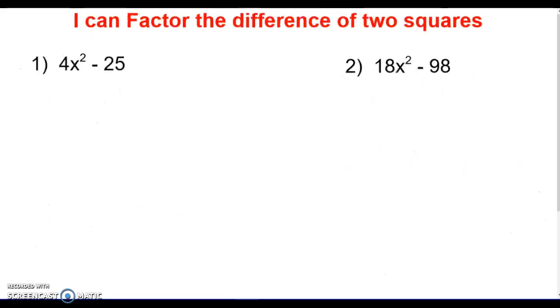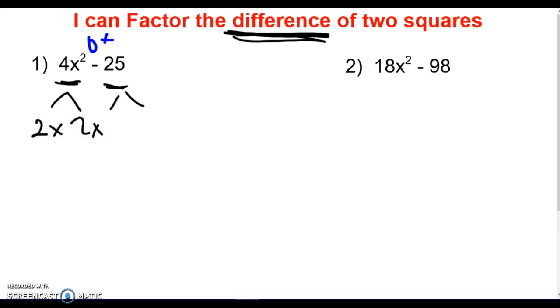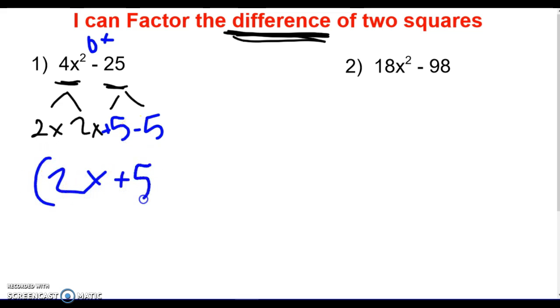Last one. I can factor the difference of two squares. So where do you look when you're thinking of squares? Right, you look at the clock. So let's see. I see 4x squared and I see minus 25. Because it's minus, it's a difference of two squares. So basically, what happens is you're getting 0x in the middle. So 4x squared, that would be 2x and 2x. And what multiplies to give me 25? 5 and 5. One has to be positive, one has to be negative. So 2x plus 5 and 2x minus 5.